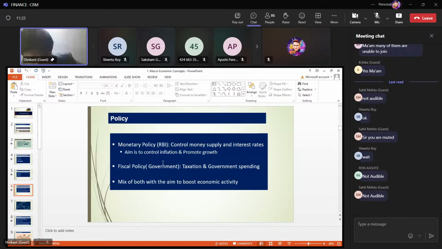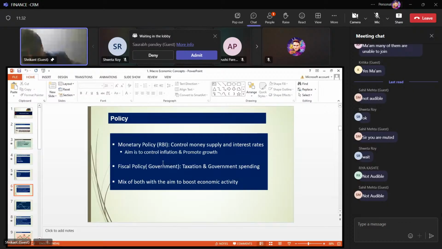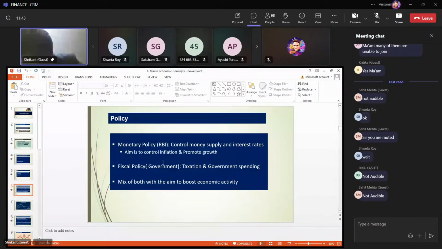But just remember one thing: monetary policy is implemented generally by the central bank, and they have many tools to control money supply. And they take the decision regarding the interest rates, whether to increase the rates or reduce the rates.